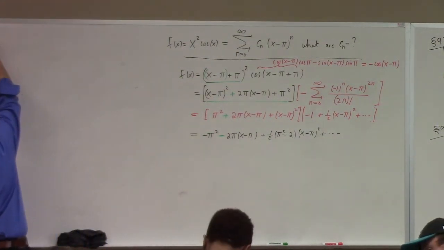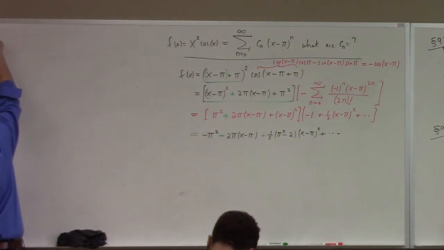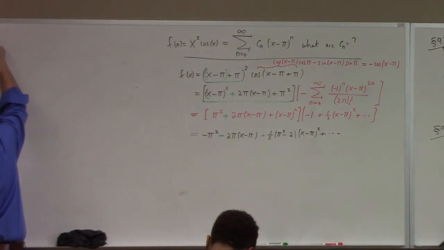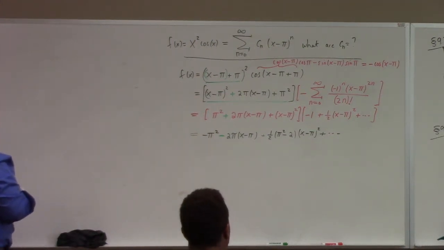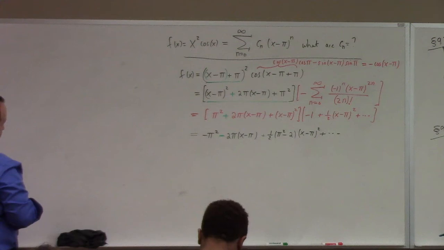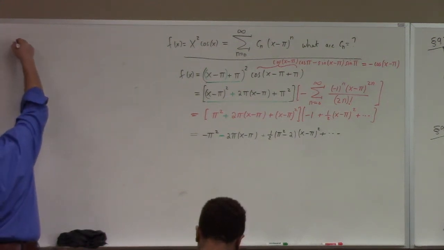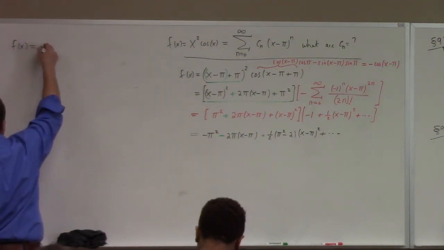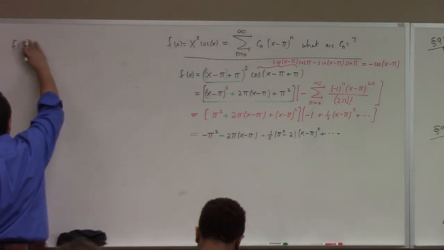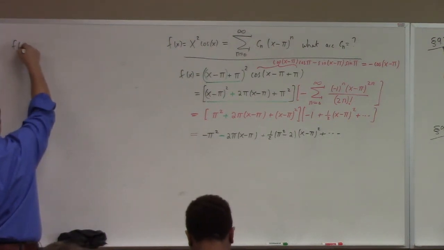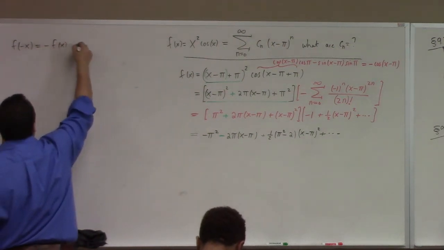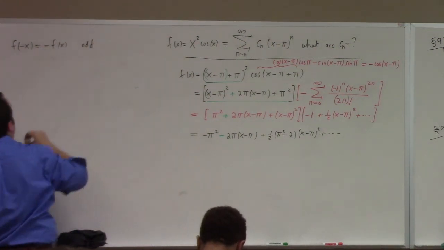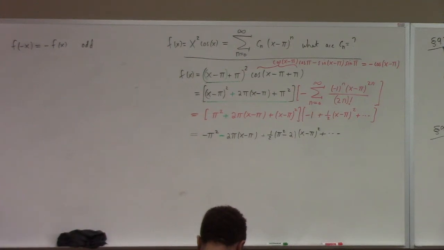Number 68. It's a proof that if the function is an odd function, then its nth Maclaurin polynomial is a summation without even powers of x. So suppose we have f of x. What's an odd function? f of minus x is what? Minus f of x, right? Odd. This is what it means to have an odd function.